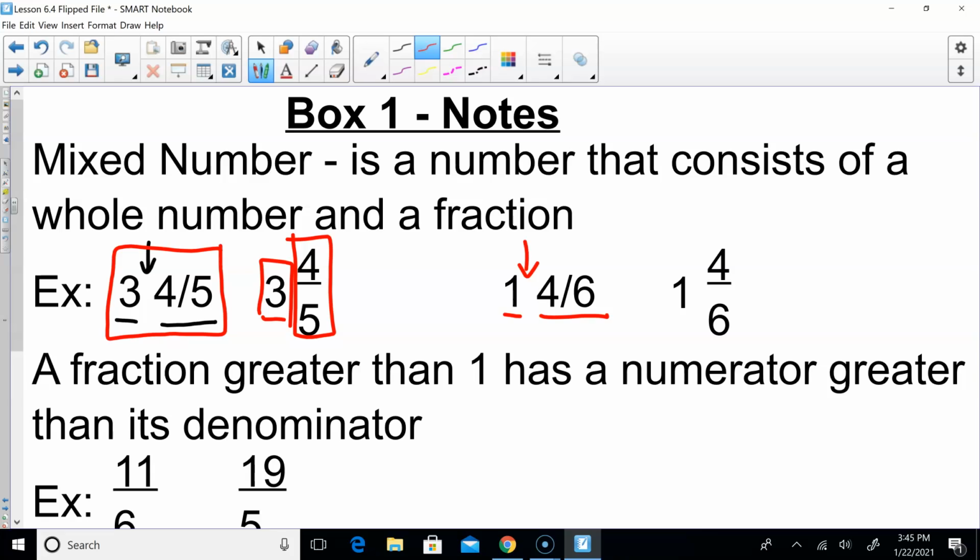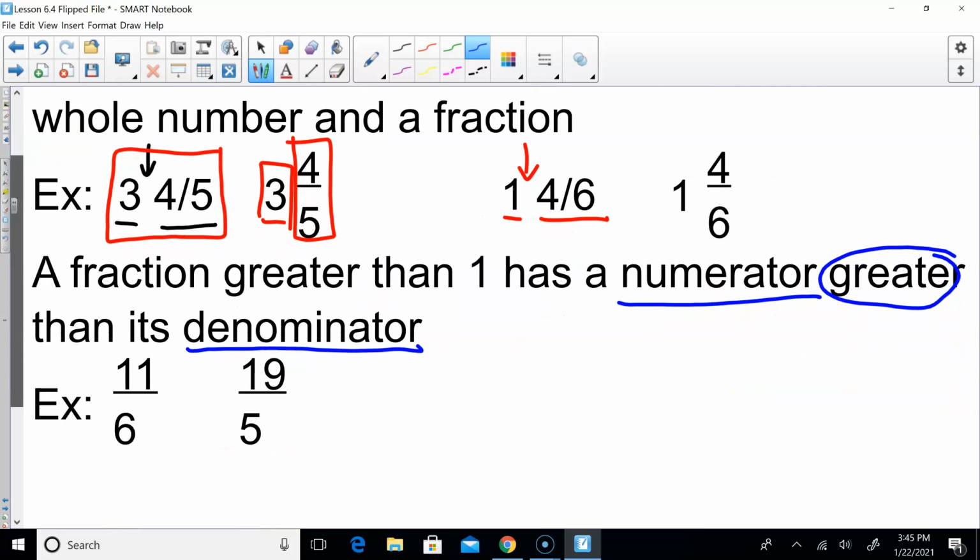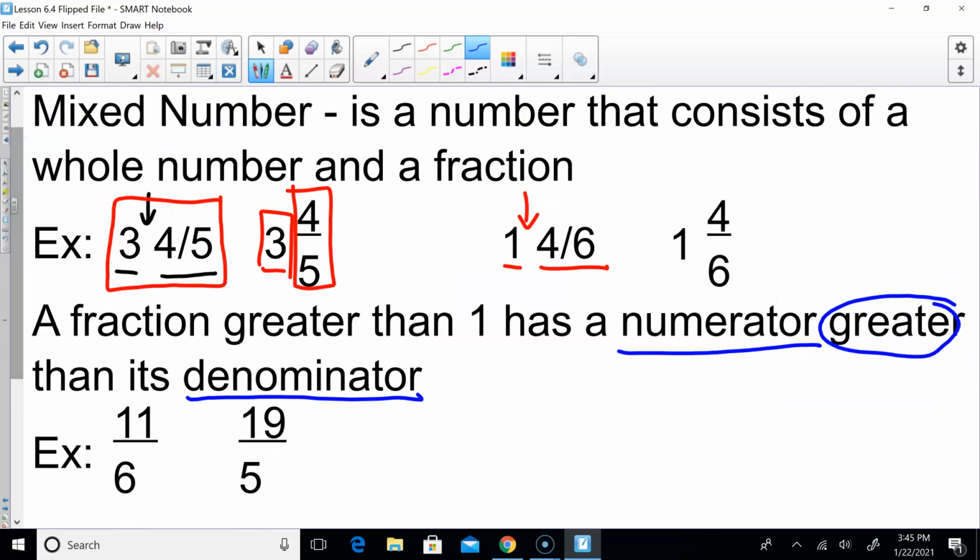Well, how can a fraction be greater than 1? What does that mean? It has a numerator that is greater than its denominator. So far we've always had the numerator be smaller, but fractions greater than 1 look like that. We have 11/6 as one example, and 19/15. Both of these numerators are bigger than their denominators. So you can write down these notes to help you with what is a mixed number and some examples, and also what is a fraction greater than 1, so you can understand them when we see them in problems coming up.